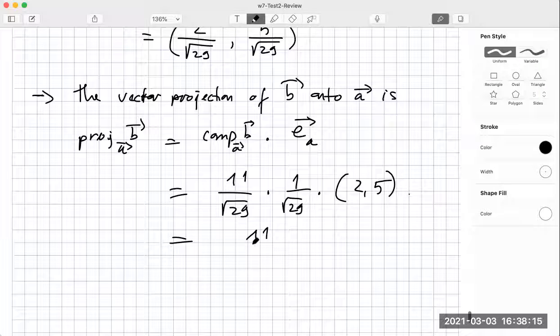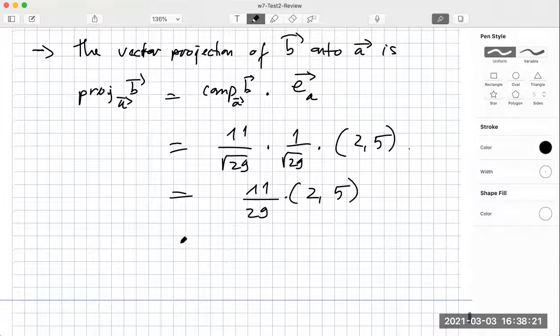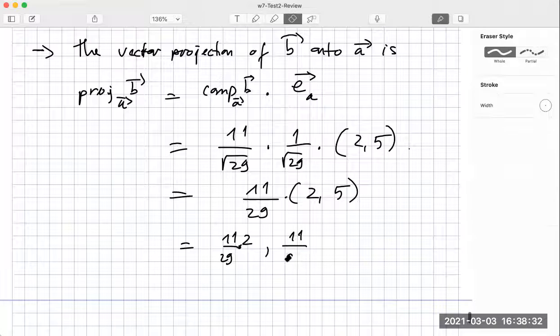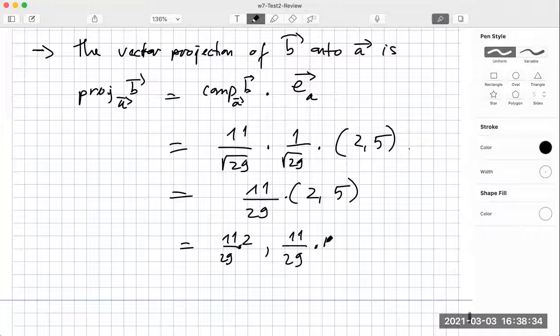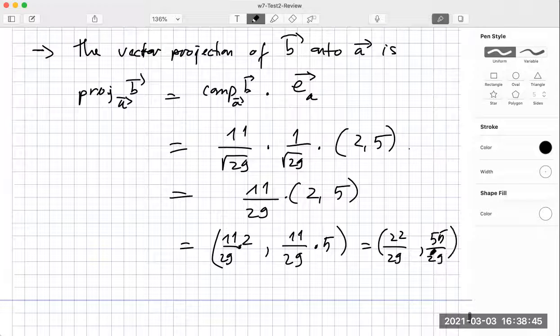It will be 11 over 29 times (2, 5) here, or we can write it as (11 over 29 times 2, 11 over 29 times 5), or you can write it (22 divided by 29, 55 divided by 29). That's it.